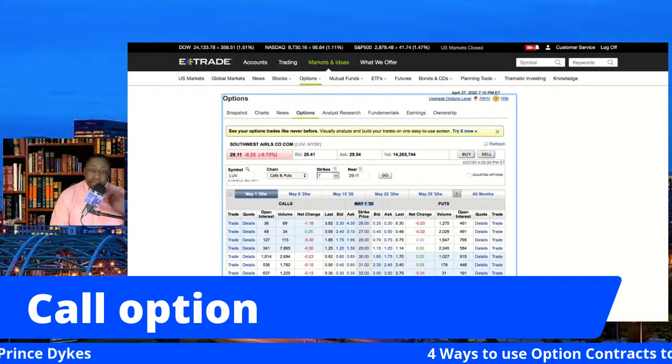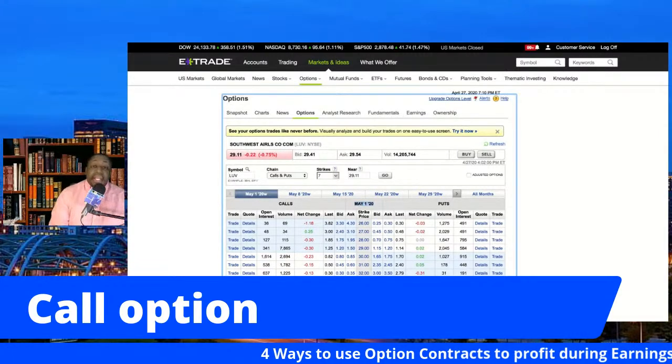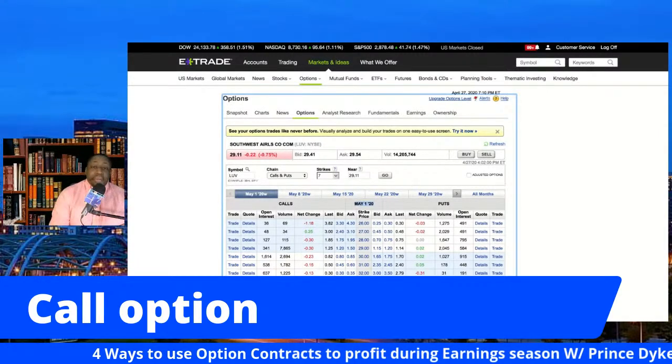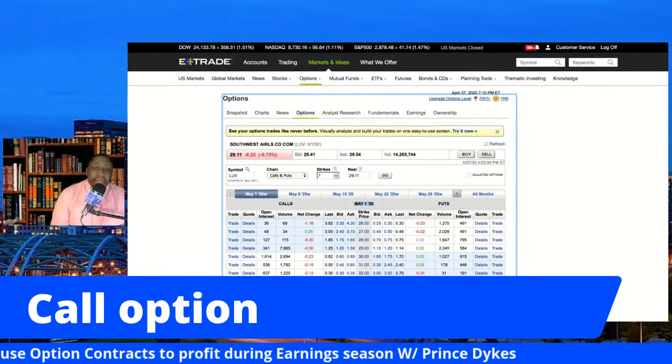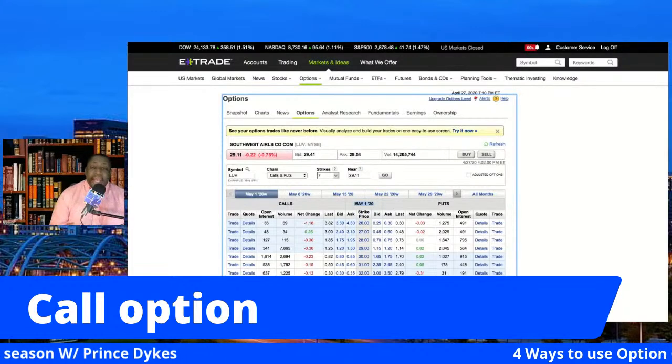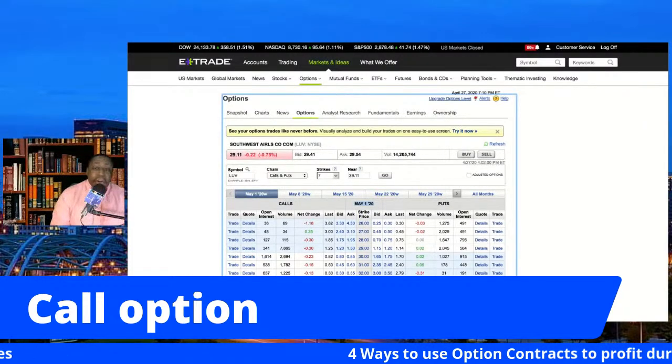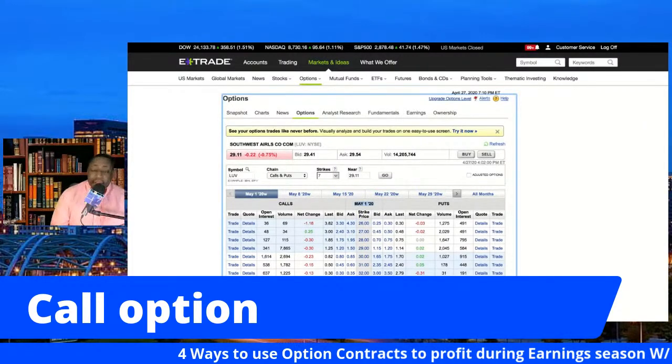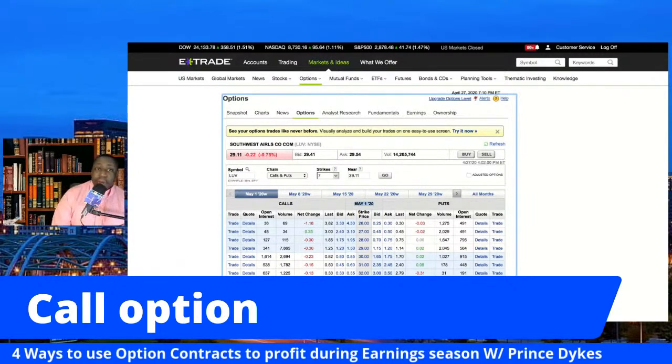I got them for $30. So I have the option. I can let it expire worthless. I can do nothing. As it gets close to that date, the expiration date, it's going to expire worthless. I can sell that option for money, profit or loss, or I can exercise. Those are the options I have with a call option.